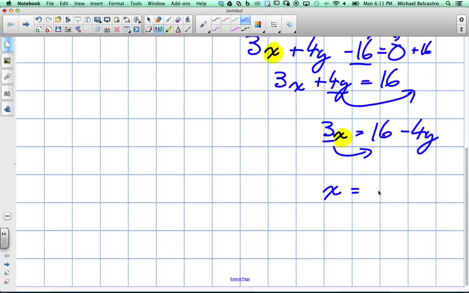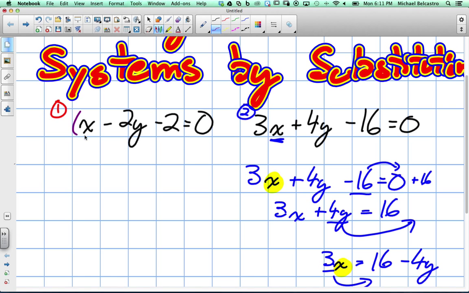So we now have x by itself is equal to 16 minus 4y, all divided by 3. Okay, everything like that. You can split it. You can have 16 over 3 minus 4 over 3y. We'll just write it like this as one step. Okay. So now that we have this, we're going to take this information. This says x is equal to this, and we're going to plug it into the other equation for x.